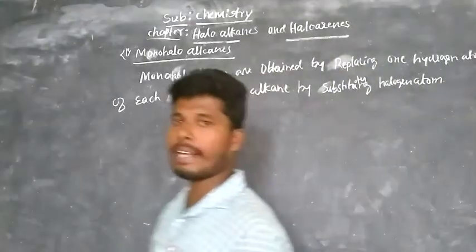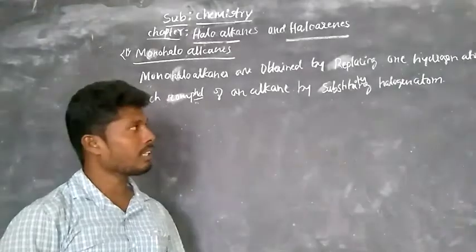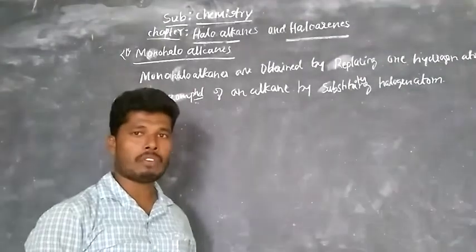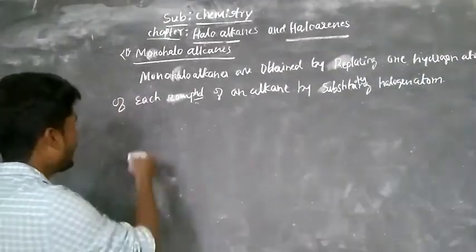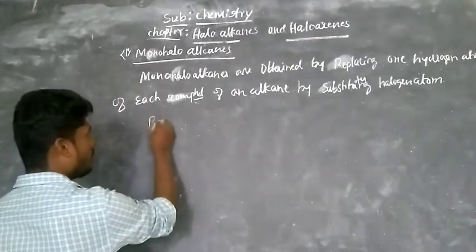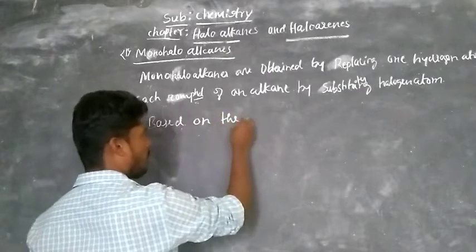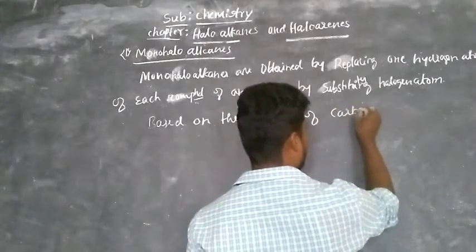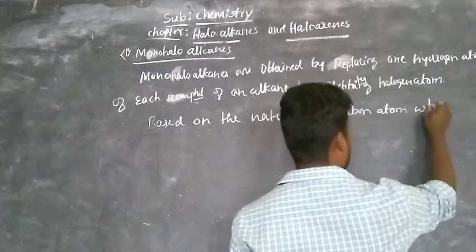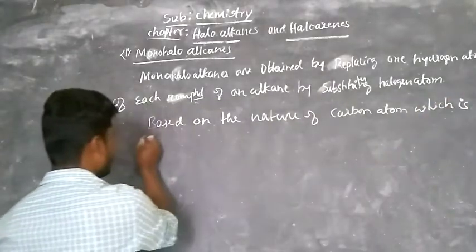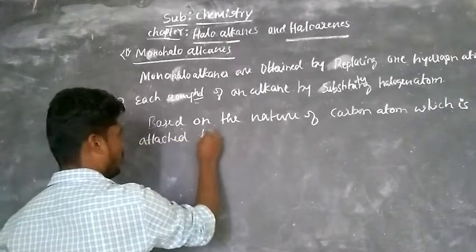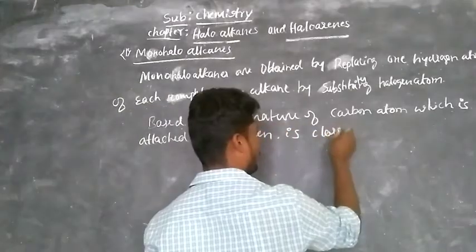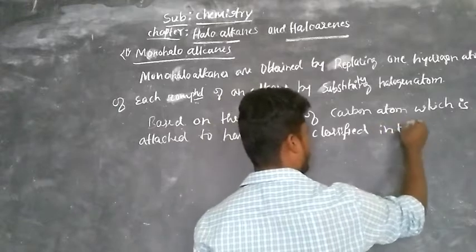These monohaloalkanes are again classified into three different types based on the nature of the carbon atom to which the halogen atom is attached.